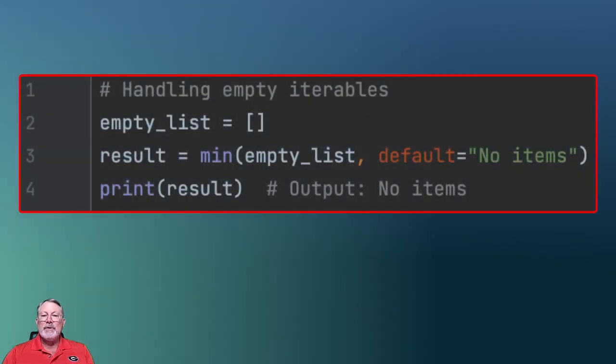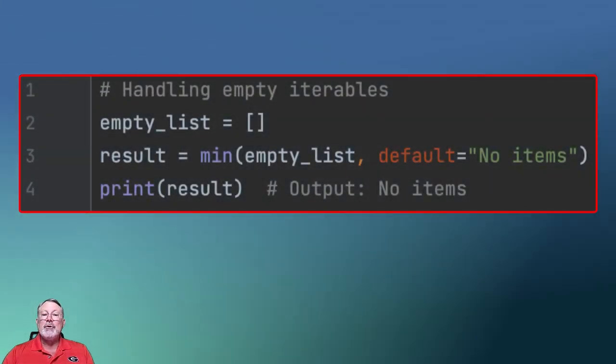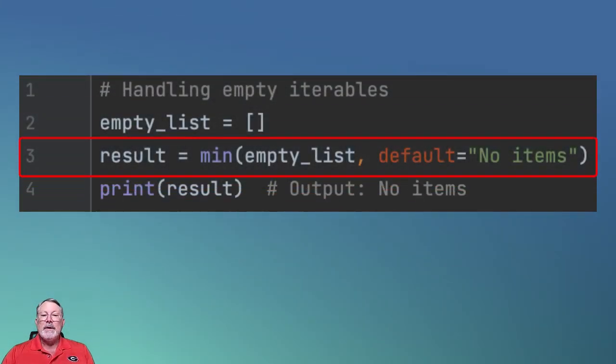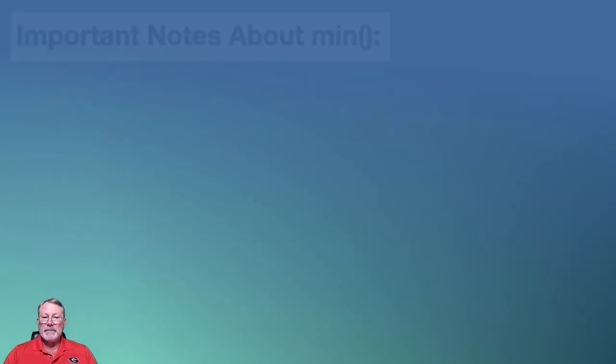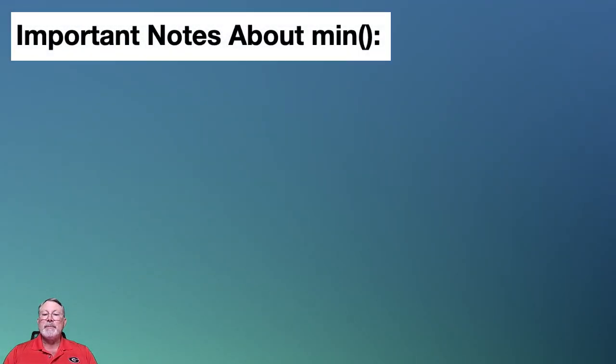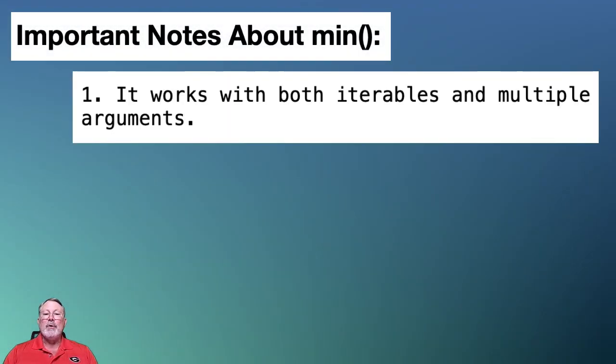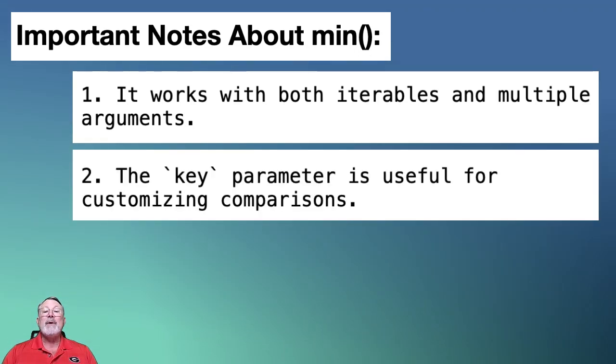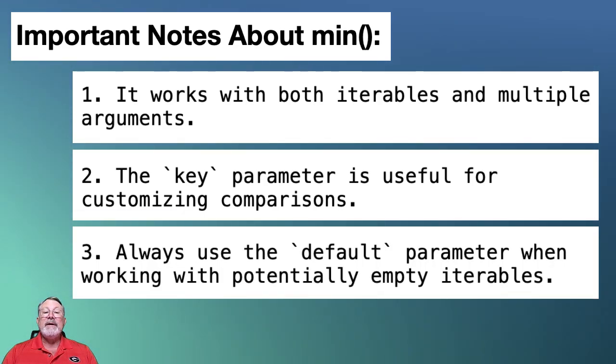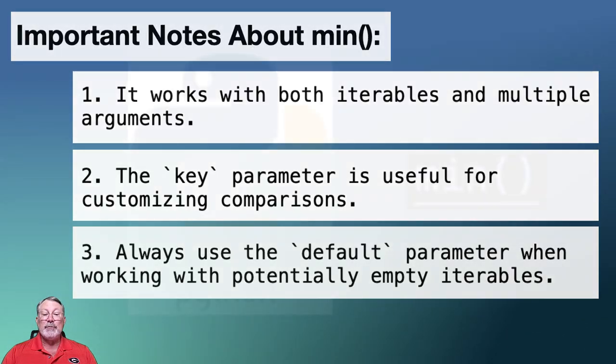To avoid errors when the iterable is empty, use the default parameter. Here, the min function returns the default value, no items, because the iterable is empty. Here are some important points about using the min function. It works with both iterables and multiple arguments. The key parameter is useful for customizing comparisons, and always use the default parameter when working with potentially empty iterables.